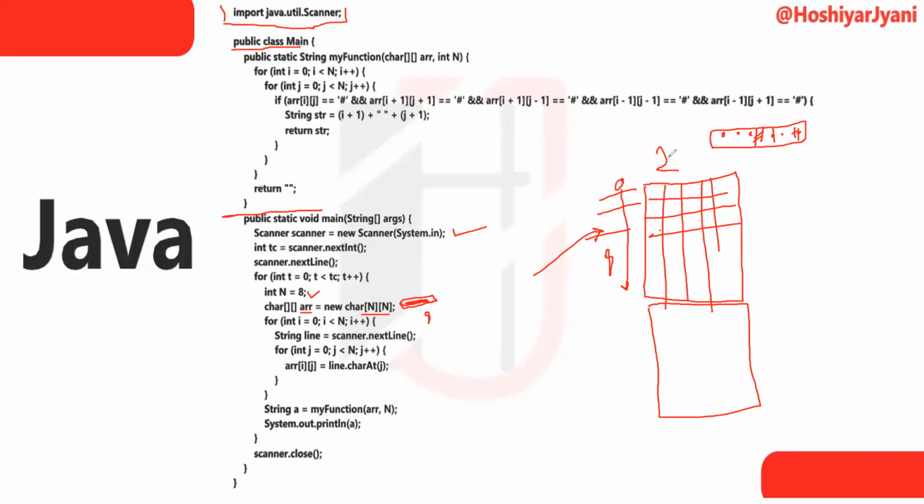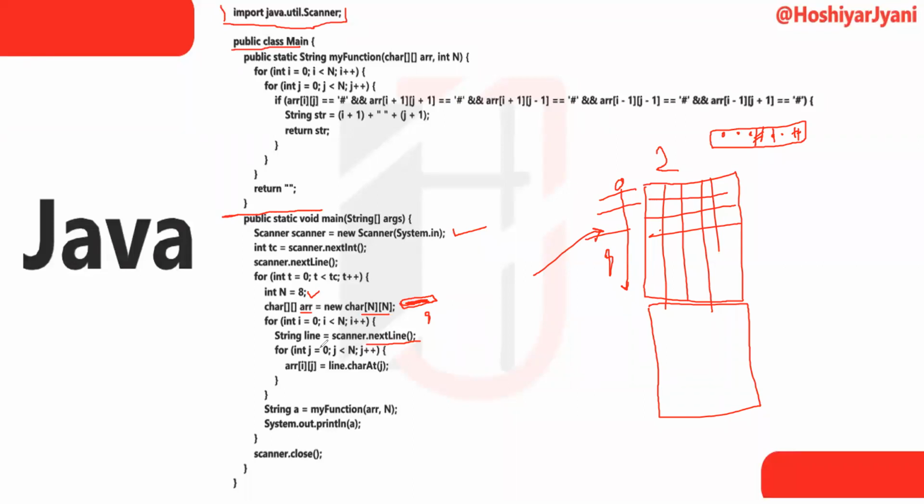After that, we can cut it into parts. How can we do this? With the help of nextLine, we get the whole line: string line is equal to scanner dot nextLine. We know very well that in this line there are 8 characters present. So again, I am iterating a loop for these characters. The length of the string is 8, so j is equal to 0, j less than n, and j increment.